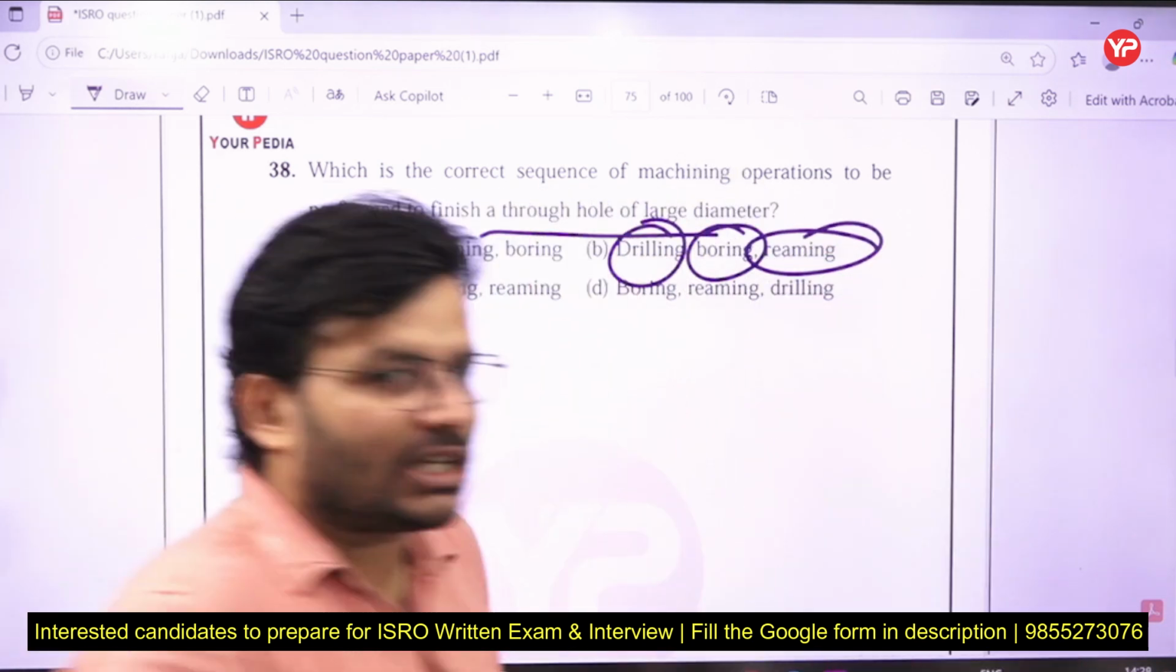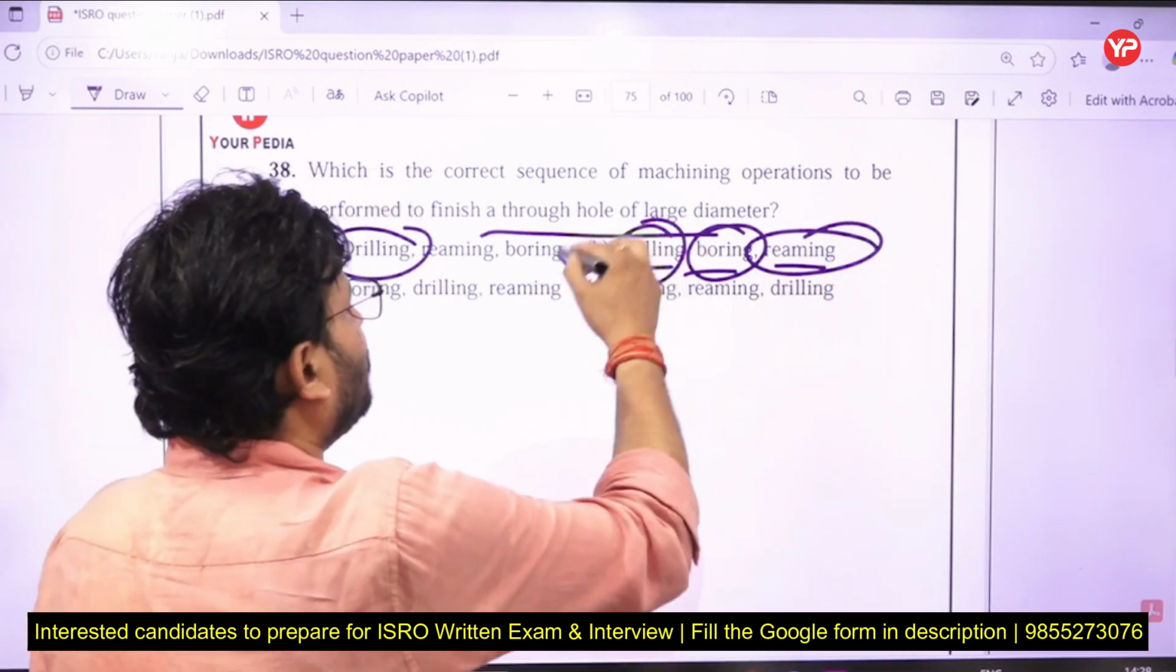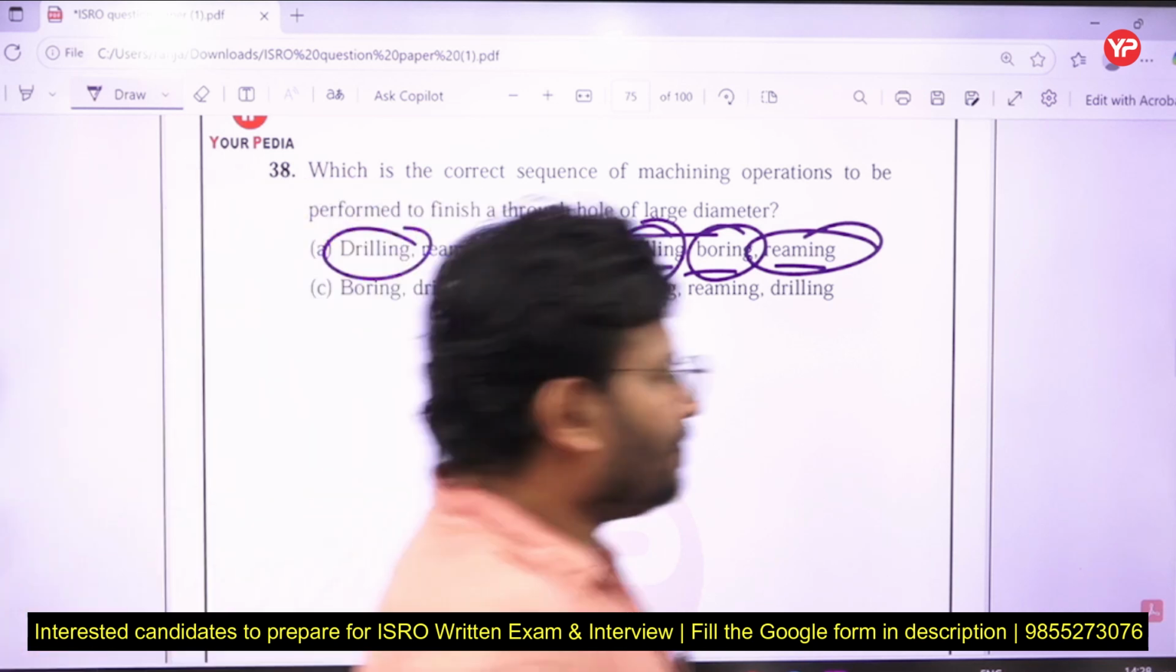So what is the sequence you have to follow? First of all, drilling, boring, and reaming. So B for Bombay is the right answer. Drilling, boring, and reaming.